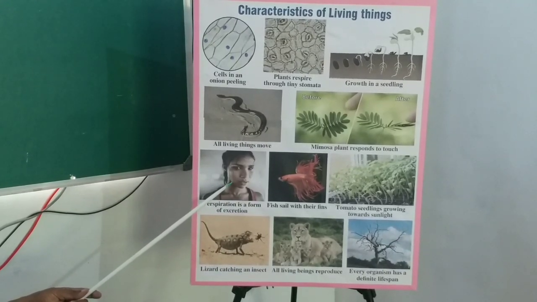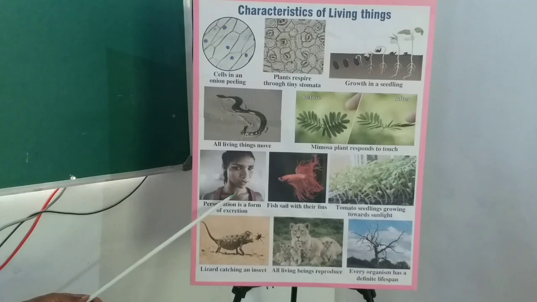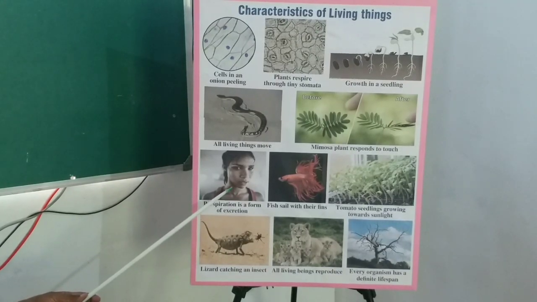2, by way of our lungs. The water vapor comes out along with carbon dioxide, it gets thrown out of the body. Point number 3, by way of our skin. We perspire. The moment you do a lot of activity, you start perspiring.